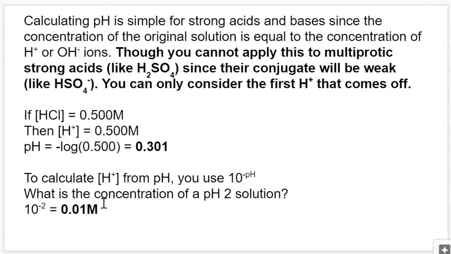Now, this logic is mainly applied to the first proton that comes off of something. If you have a multiprotic strong acid like H2SO4, both H's don't come off with the same amount of strength. The conjugate will be weak. HSO4 minus is going to be a weak acid. So we only really consider the first H plus coming off of a multiprotic acid when we apply this logic. If we want to look at HSO4 minus, we're going to have to look at the Ka for that.